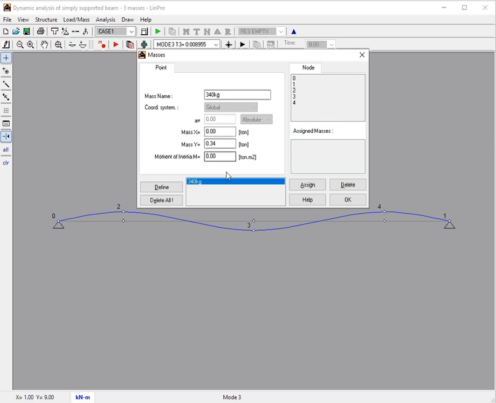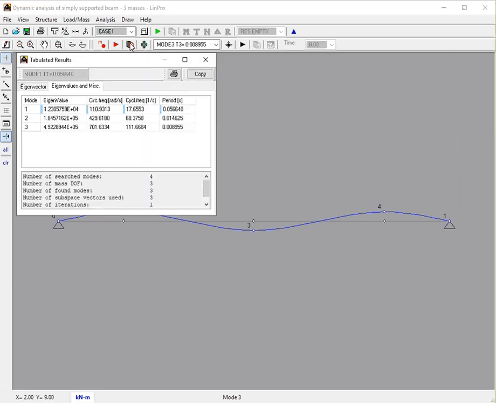Because I'm interested in the vertical modes. If you're interested in horizontal modes, say for a frame, you need to assign masses in the x direction and/or in the y direction. So it gets more complex there. And rotational masses as well, which gets quite complex. But I'm just interested in the vertical modes of vibration.